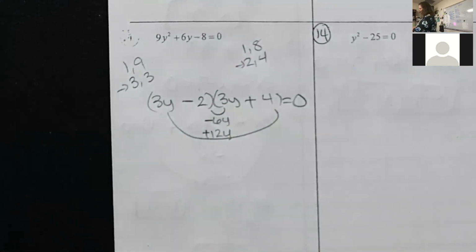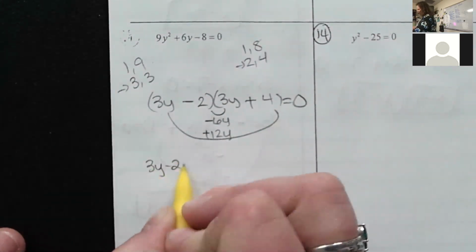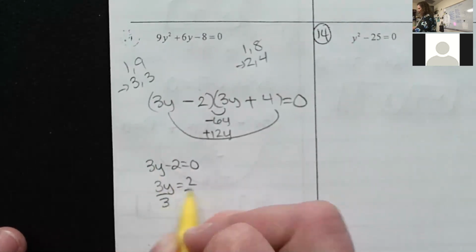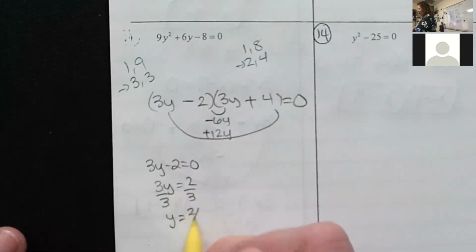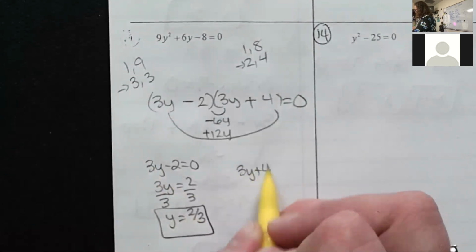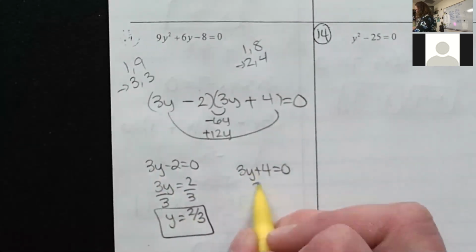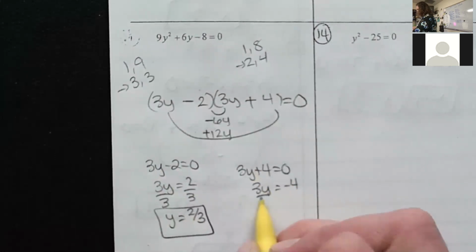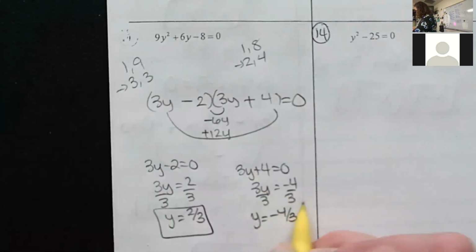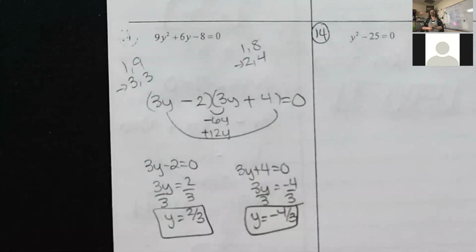Set them equal to 0. Divide by 3. Y is 2/3, so that's cute. Love that fraction. 3y plus 4 equals 0. 3y equals -4. Divide by 3. Oh, -4/3. That's cute too. Nice little fractions.